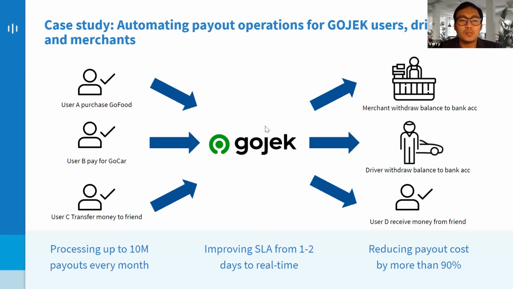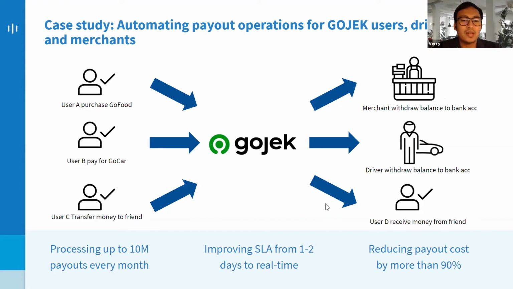Another case study, for example, is GOJEK. GOJEK is one of our largest merchants, right? Iris is basically the backend used by GOJEK as a group to manage several disbursement operations. The first one is merchant withdrawal. For example, a GoFood merchant, at the end of the day, wants to cash out their GoFood sales for the day. It's powered by Iris.